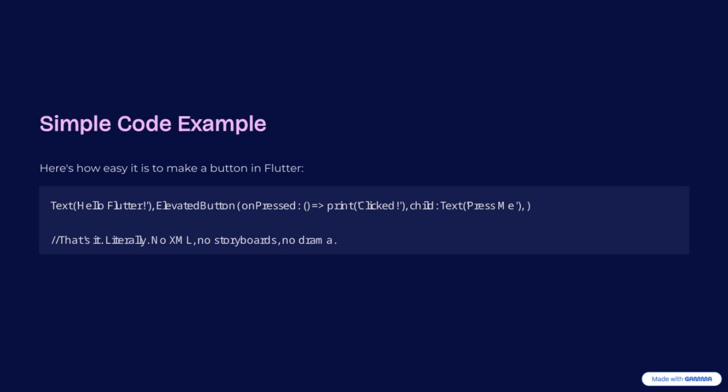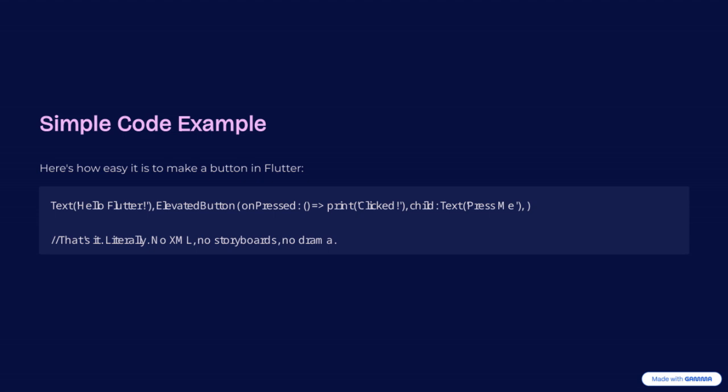All right, let's take a look at this simple example. Here, we have a text widget that says, "Hello, Flutter," a friendly greeting to kick things off. Below that, there's an elevated button, which is Flutter's way of creating a nice modern button. The onPressed property is set to print "clicked" in the console, so whenever you tap this button, you'll see that message appear. The button's label is "Press Me," inviting user interaction.